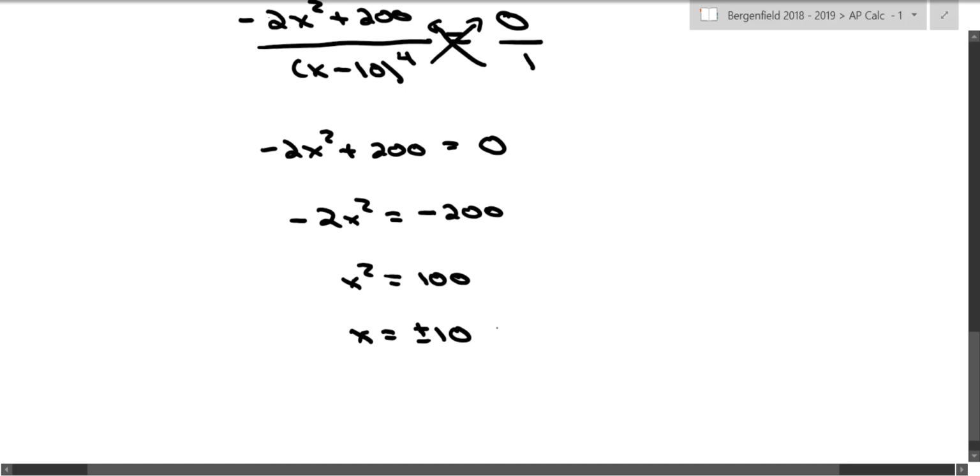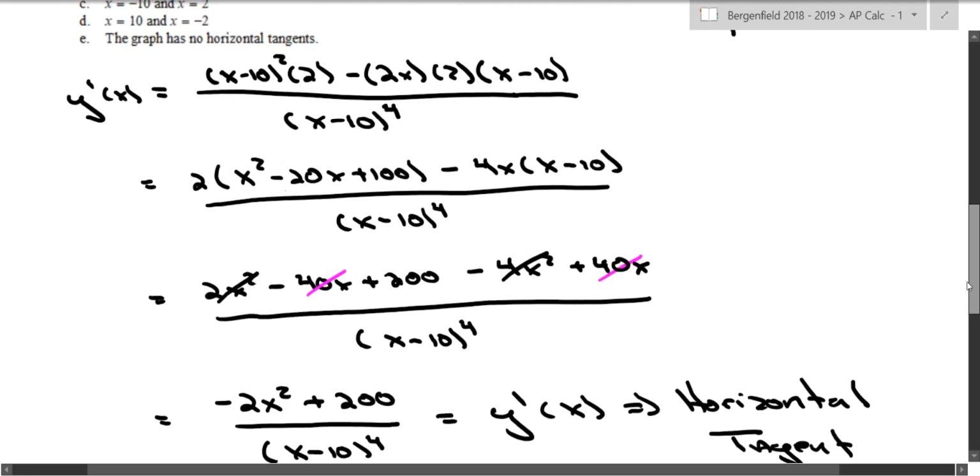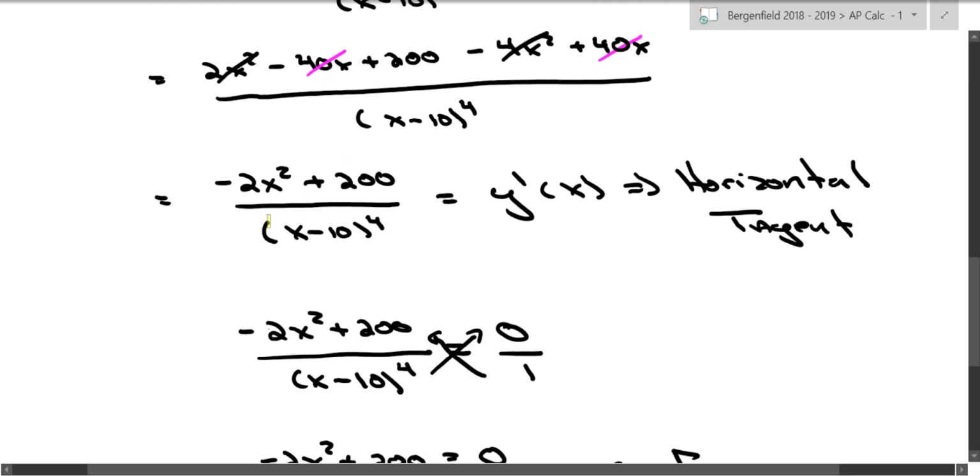Okay, so which values so far, and be careful, so far we think the answer is that the x values which give horizontal tangents are 10 and negative 10. You could use "or" here, but it would be inclusive. Now be careful here, because if you go all the way back to the derivative, you can see where's a good spot, right about here. So let's really focus on this right now.